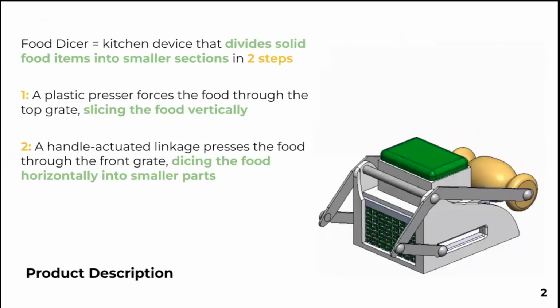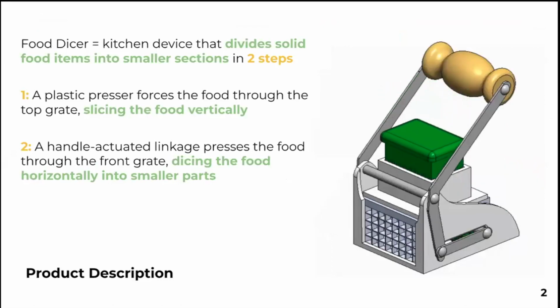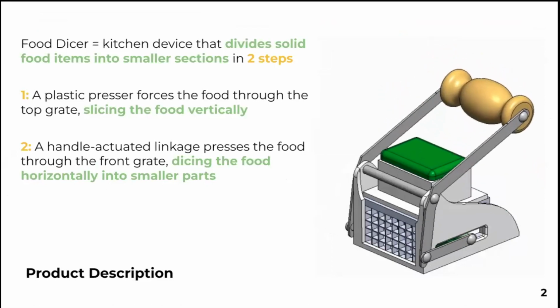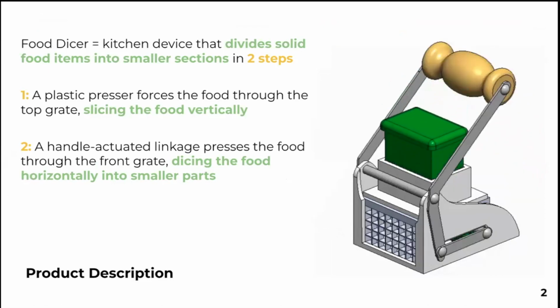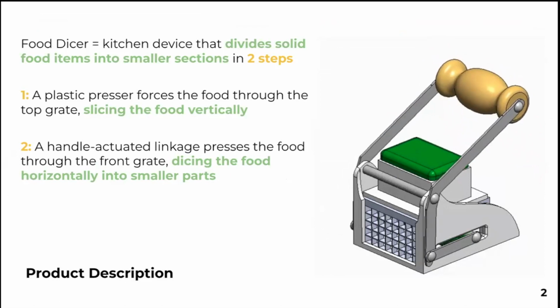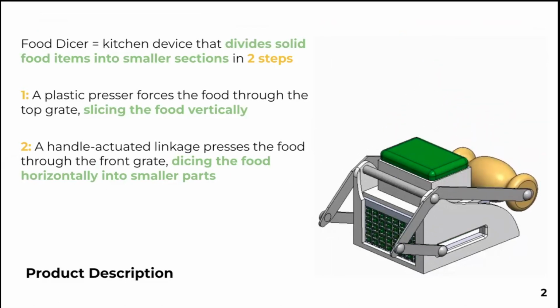Today we will be discussing our analysis and redesign of a particular model of food dicer, starting with a recap of the work presented in the interim presentation. As depicted in the clip on the slide, this food dicer divides solid food items into smaller sections in two steps: vertical slicing and horizontal dicing.